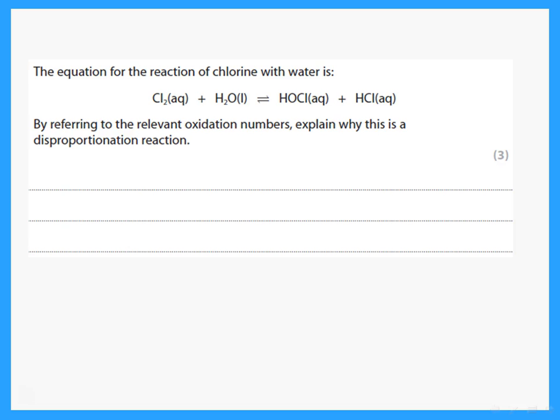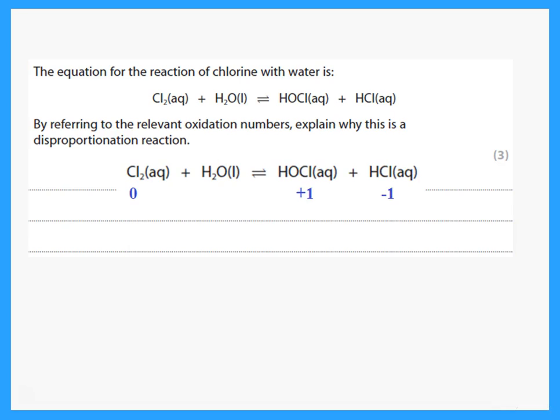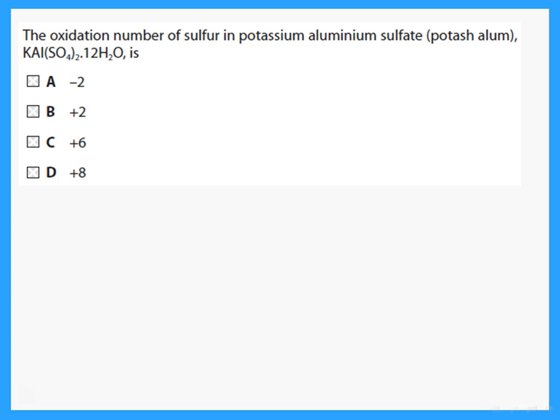This next question says, by referring to the relevant oxidation numbers, explain why this is disproportionation. Again, disproportionation means you must have the same element oxidized and reduced. So let's look at the oxidation number of chlorine. As an element, it's 0. In HOCl, each hydrogen is +1. The oxygen is -2, so here the chlorine has to be +1. In HCl, it is -1. So the chlorine was oxidized from 0 to +1 and reduced from 0 to -1. And that means this is a disproportionation reaction.